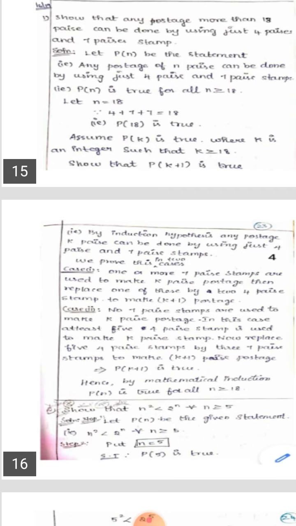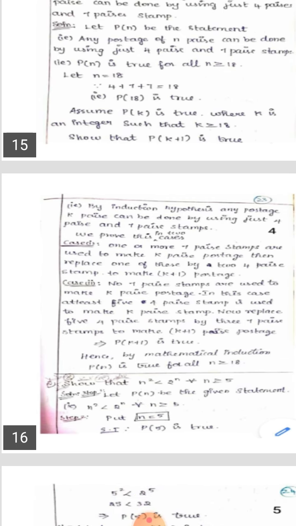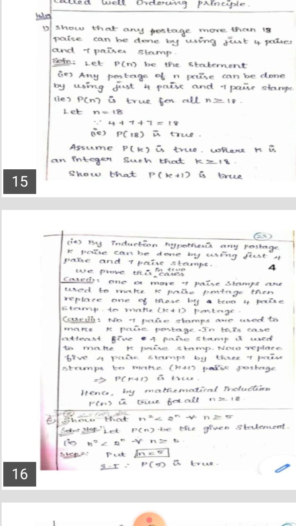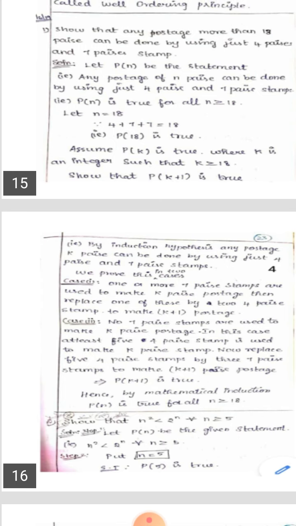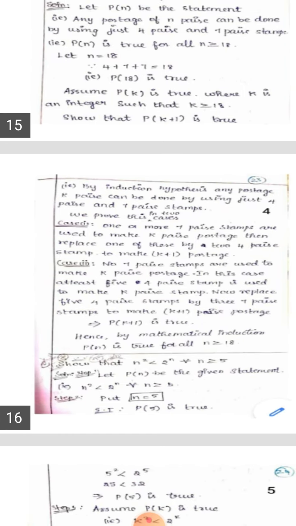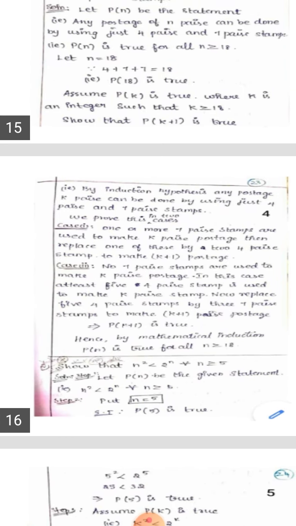You have to show that P of k plus 1 is true. Okay, P of k plus 1. By the induction hypothesis, any postage of k pies can be made using just 4 pi and 7 pi stamps. For this condition, we have to use 2 cases.